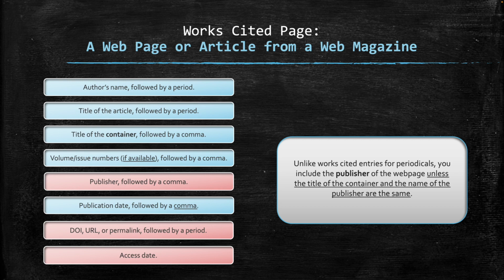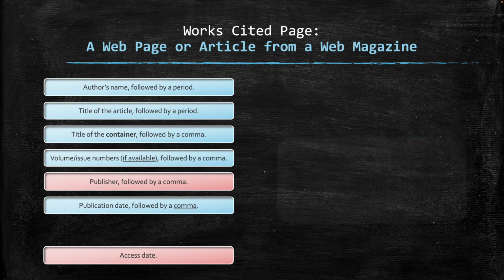And the only time you don't include the publisher's name is if the title of the container and the name of the publisher are the same. So if the title of the container is the New York Times webpage and the publisher is also the New York Times, then you wouldn't need the publisher. It would just be redundant.